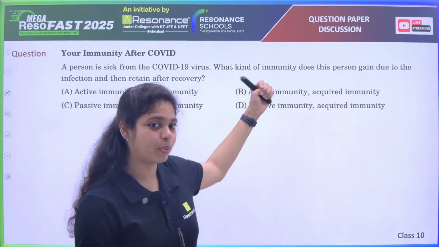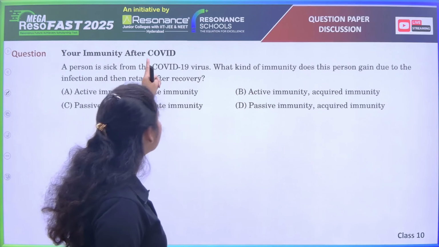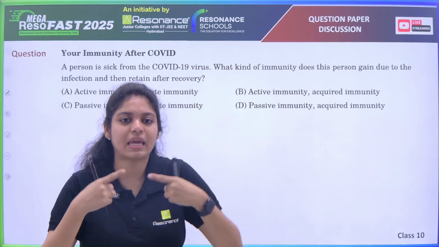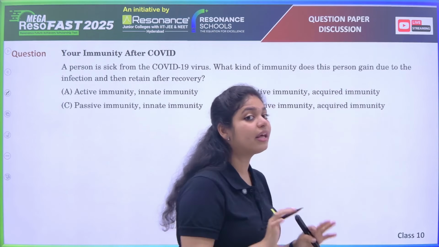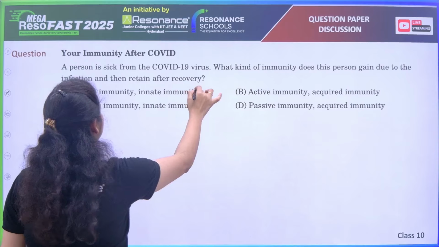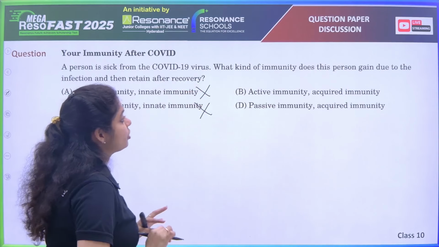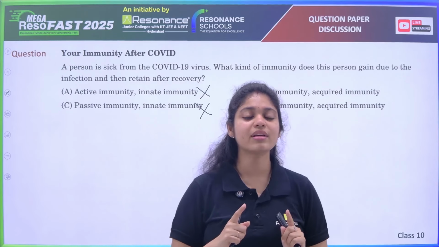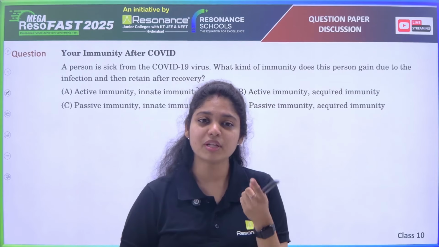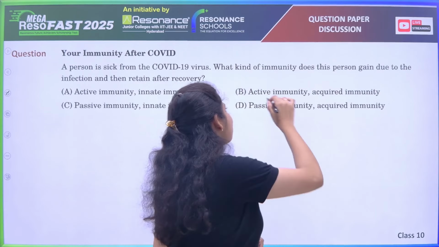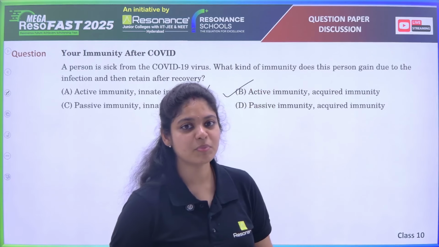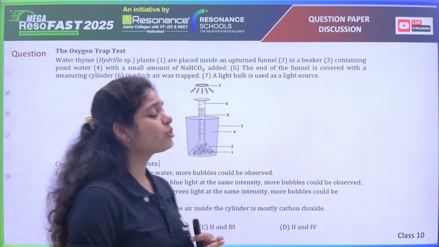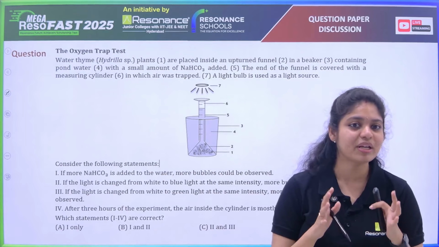Now let us go back to the question. If you see, a person is sick from COVID-19. What kind of immunity will the person gain? Because the person will gain the immunity, it will definitely be an acquired immunity. So let us eliminate the options which show innate immunity. Now, because there is production of antibodies, definitely it would be an active immunity. So the most correct answer would be active immunity and acquired immunity. That is option B.